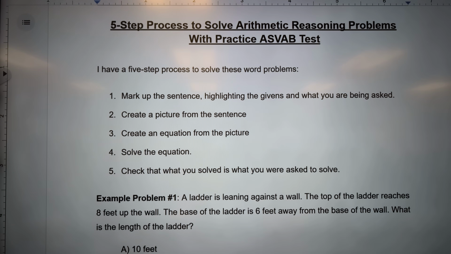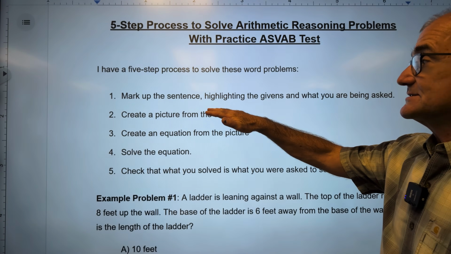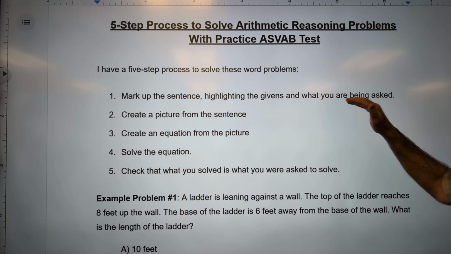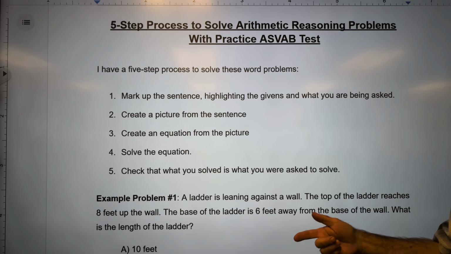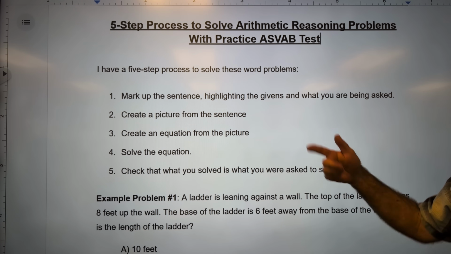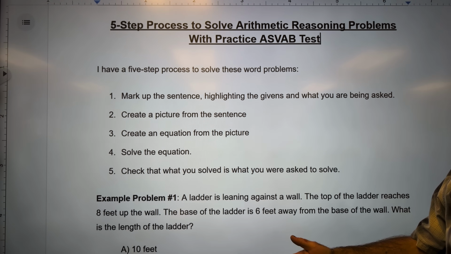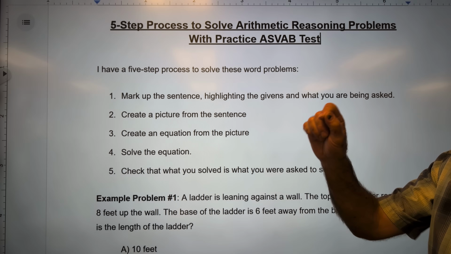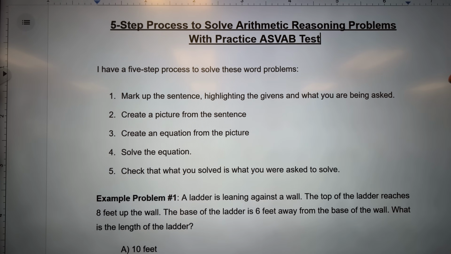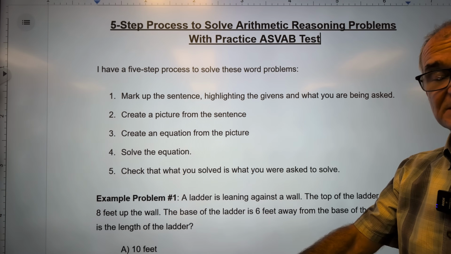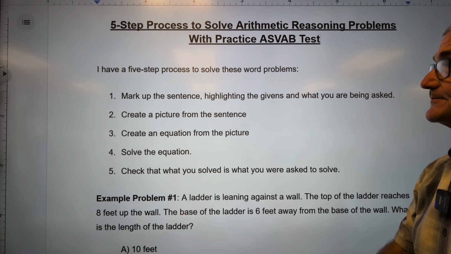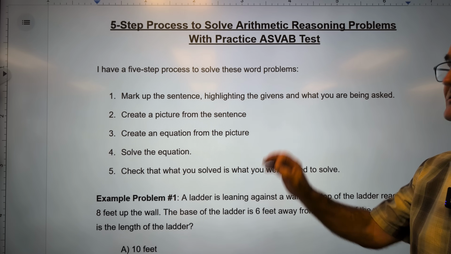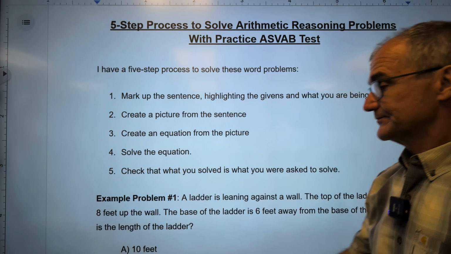My 5-step process: first, you have to mark up the sentence, highlighting the things that are given to you and what you are being asked to solve for. This works on both the computer exam and also a paper exam. If it's a computer exam, you have your note paper in front of you, you number it, you write down the key parts, and you work systematically down that scratch paper. That's for the computer assisted exam. And on the paper exam, you do it right on the exam.